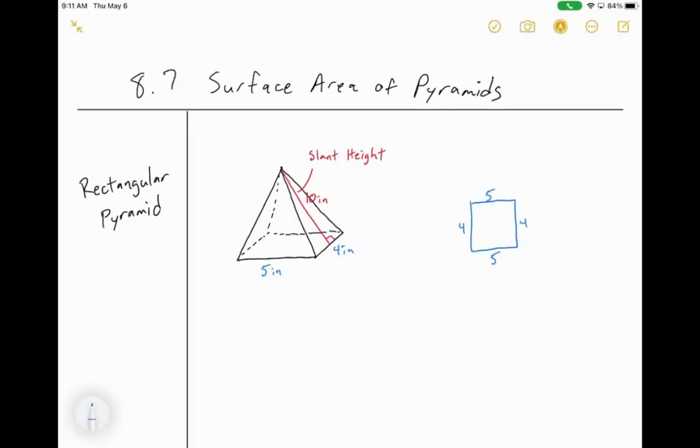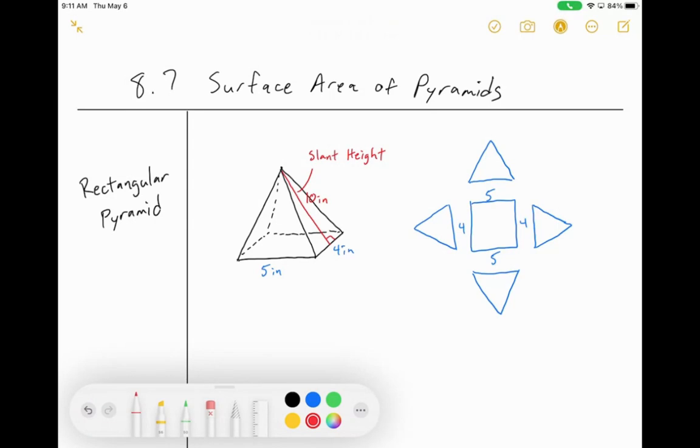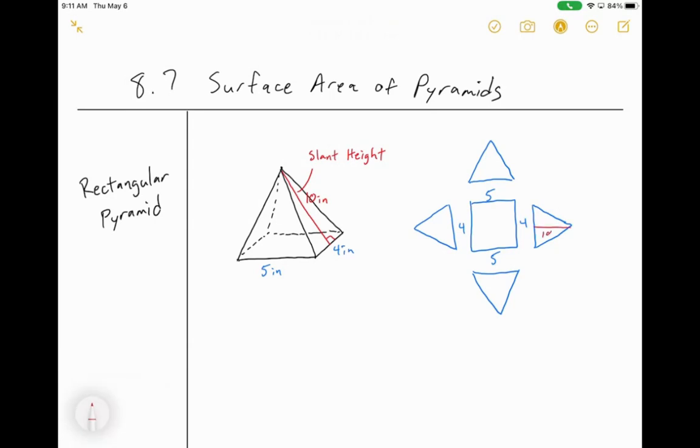Now what you'll see is each one of those sides of the rectangle has a triangle that goes with it. So I'm going to draw it like this. Do we see how those triangles would fold up to make our pyramid, right? If you kind of folded them up. And then good thing we have that height of the triangles, right? That 10 inches, which is going to be the height of every single one of the triangles.